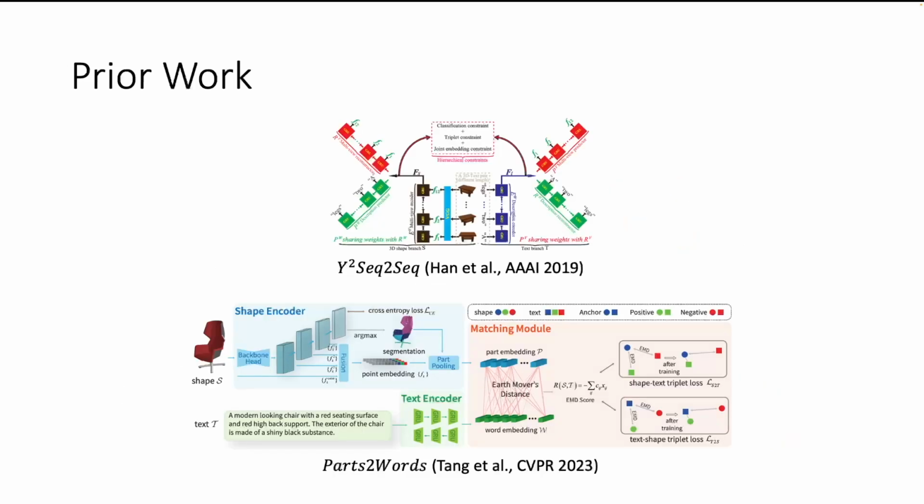Prior work targeted towards this task, such as Y²-Seq2Seq, proposes to use a variety of losses to align a shared embedding space between multi-view images and text. And Parts2Words proposes a complex matching scheme between parts of the 3D shape and individual word embeddings of the text description. Compared to these previous works, we show that our simple but effective trimodal contrastive loss is able to achieve better or comparable performance.